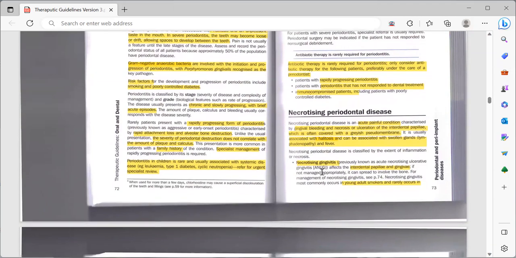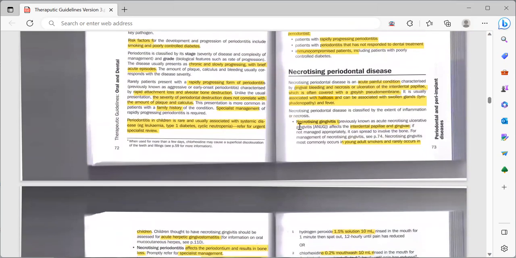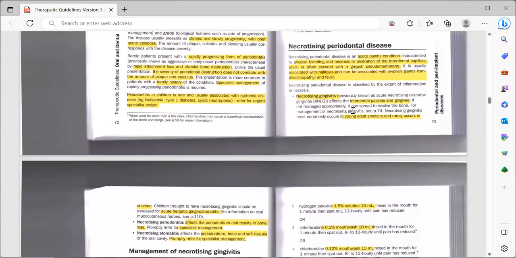So it is classified into 3 stages, and the basis is the extent of inflammation or necrosis. If the patient has necrotizing gingivitis, which was previously known as ANUG, it only affects the interdental papilla and the gingiva. If it is not managed appropriately, it can spread to the bone. Then it would be called necrotizing periodontitis. For management of necrotizing gingivitis, we will read on the next page.